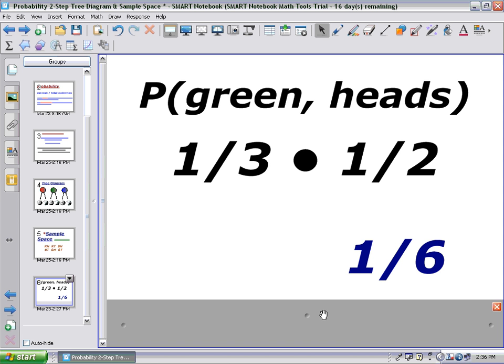Remember, when you multiply fractions together, you take the top times the top, which gives us a 1, and then the bottom times the bottom, 3 times 2 gives us a 6. This is my multiple event probability. Tree diagrams, sample space, total outcomes. I hope you found this both helpful and informative.